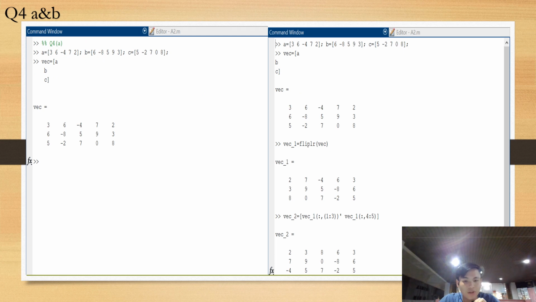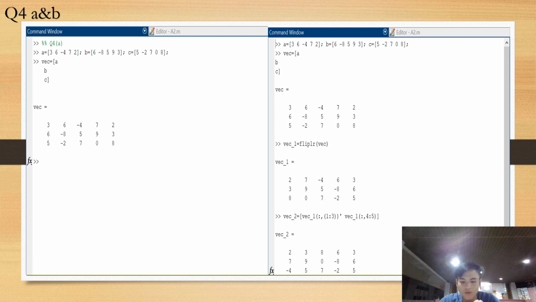For question 4a, we have been asked to create a matrix in which the first, second, and third rows consist of the first three elements of the vectors a, b, and c. First, define our vectors a, b, and c, and then we create a matrix which consists of vectors a, b, and c in the form of columns.